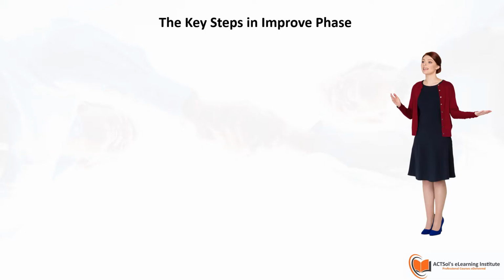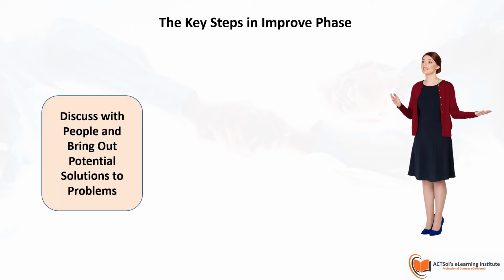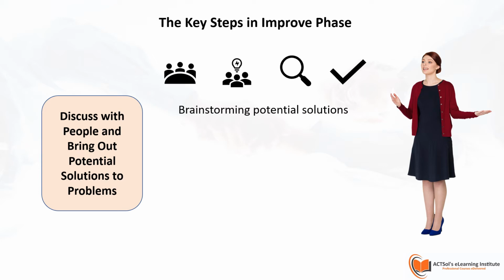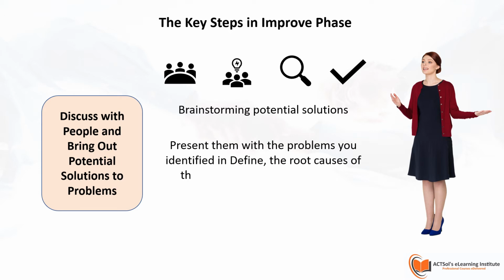The key steps of the improve phase. Step 1. Discuss with people and bring out potential solutions to problems. Start brainstorming potential solutions to the problem at hand. It's worth getting the operators or everyday staff back into the room for this step. Present them with the problems you identified in define, the root causes for those problems you identified in measure and analyze, and ask, how should we fix them?